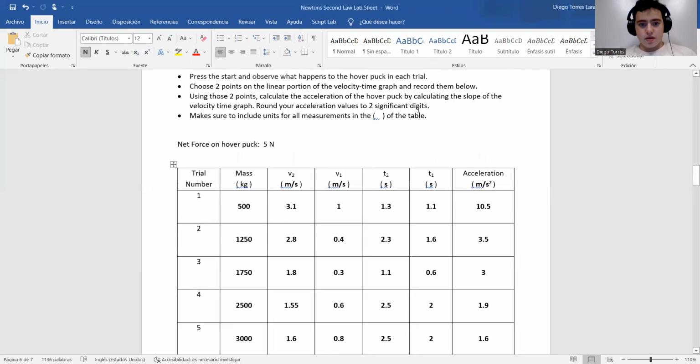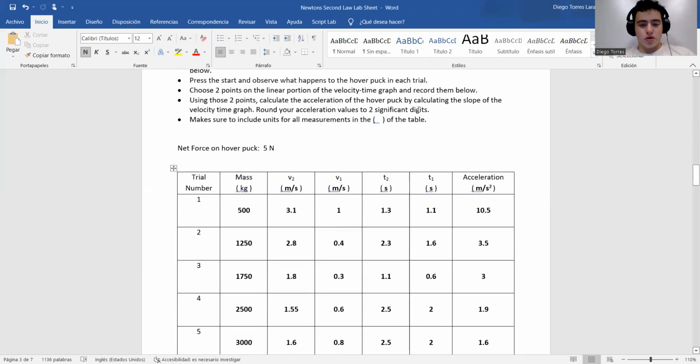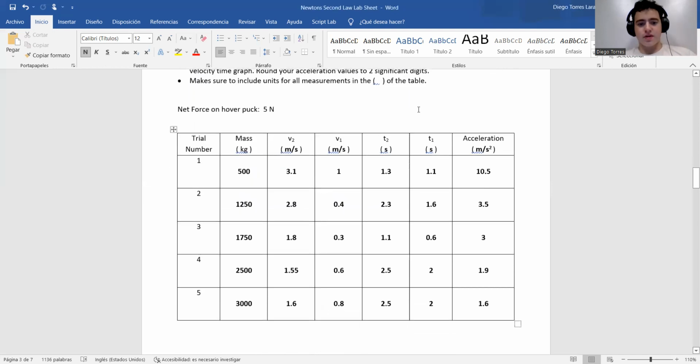So let's start with the same force on the hover puck and the mass changing. First, with 500 kilograms, the T1 is 1.9, and the V1 is 1 meter per second, the T2 is 1.3 seconds, and the final velocity is 3.1 meters per second, giving us an acceleration of 10.5 meters per second squared.